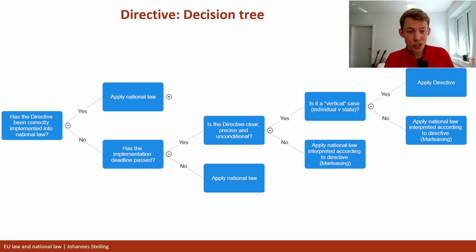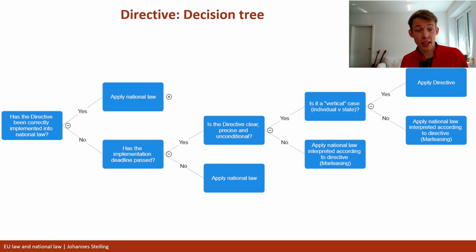But the ECJ has held, Marleasing, that after the implementation deadline has passed, even without direct effect, right, we still need to interpret according to the directive. So this is also one of the requirements of primacy technically, right? But we don't disapply national law if we don't have direct effect of the directive, but we still need to apply the national law according to the directive. So this could lead to the result, even in a horizontal case, that I win the case based on national law, but national law interpreted according to the directive, right?